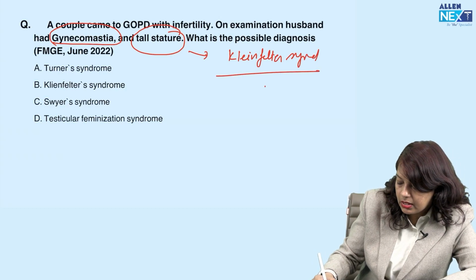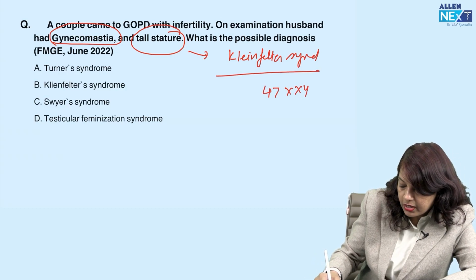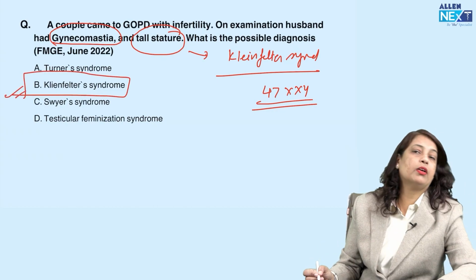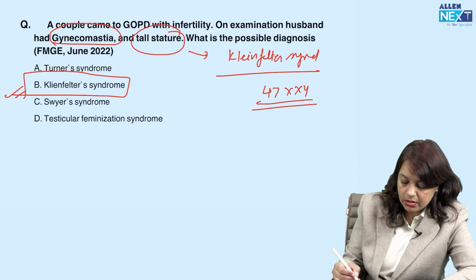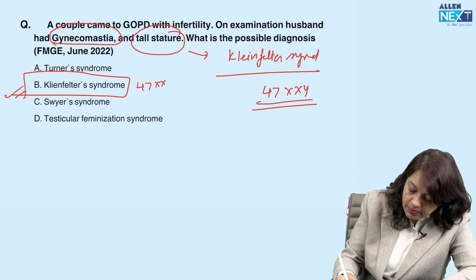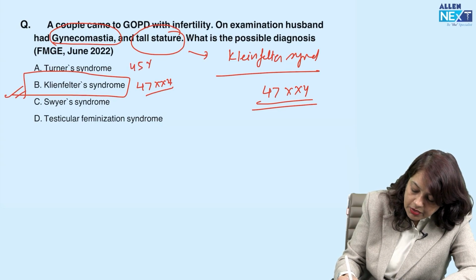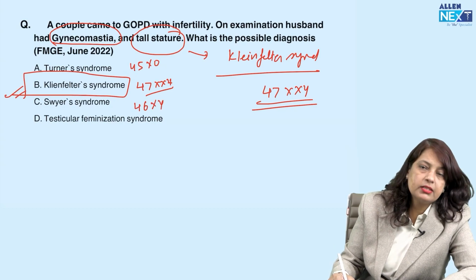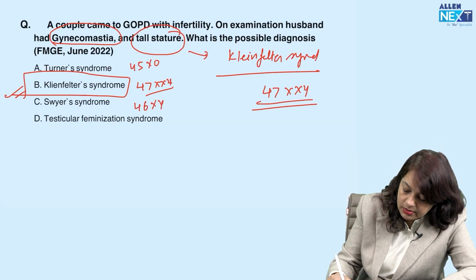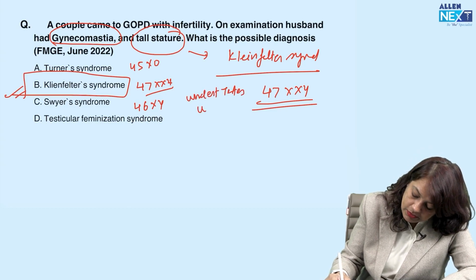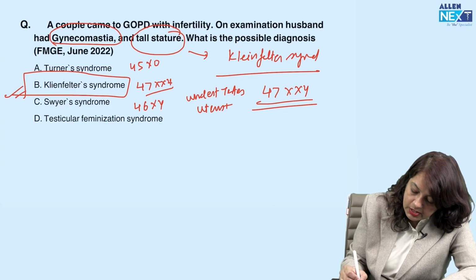So in this, karyotyping can be done: 47XXY. So this is a very straightforward question. So karyotype here is 47XXY and sex chromatin is present. Turner syndrome is 45XO and it is a female. Swyer syndrome is a male with 46XY, but here there is undescended testis with a uterus present.